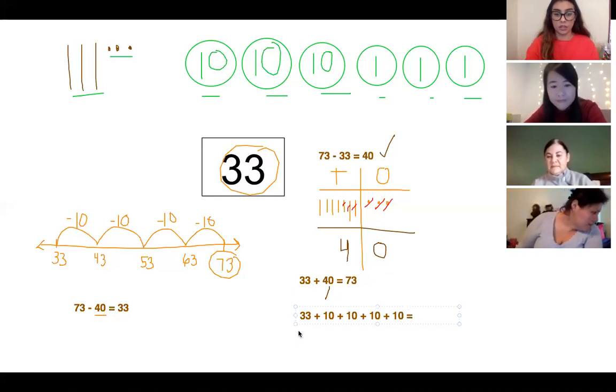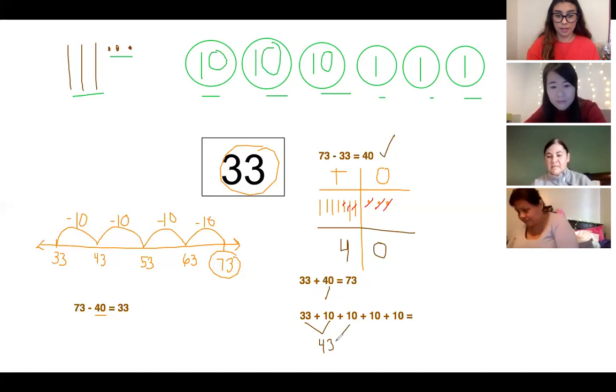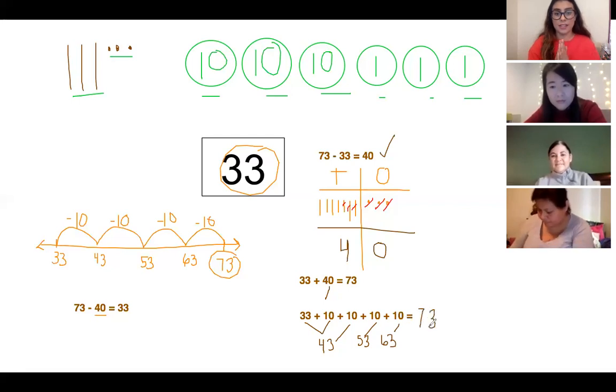And let's see. So 33 plus 10 gives us 43. And then 43 plus another 10 gives us 53. And then 53 plus another 10 gives us 63. And then 63 plus another 10 gives us 73. So does the number sentence 33 plus 40 equal 73? Yes. Yes, so that is a true number sentence.